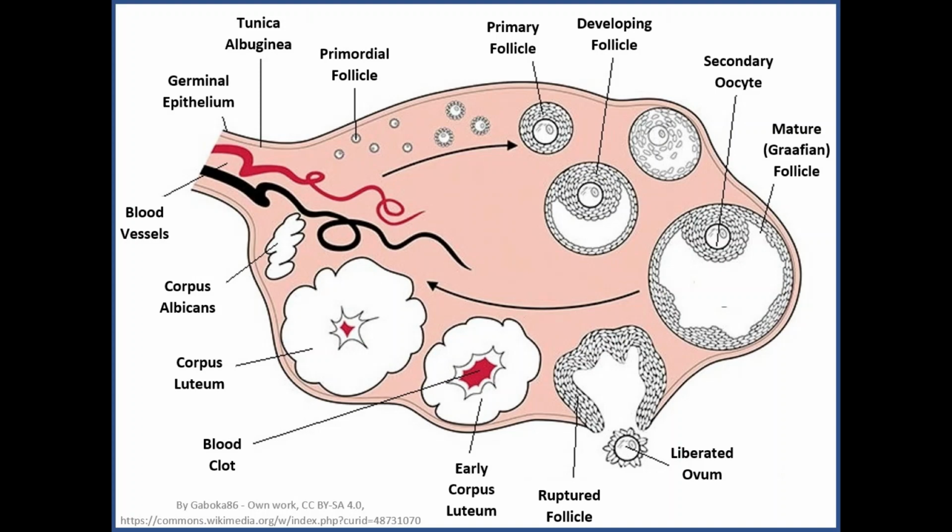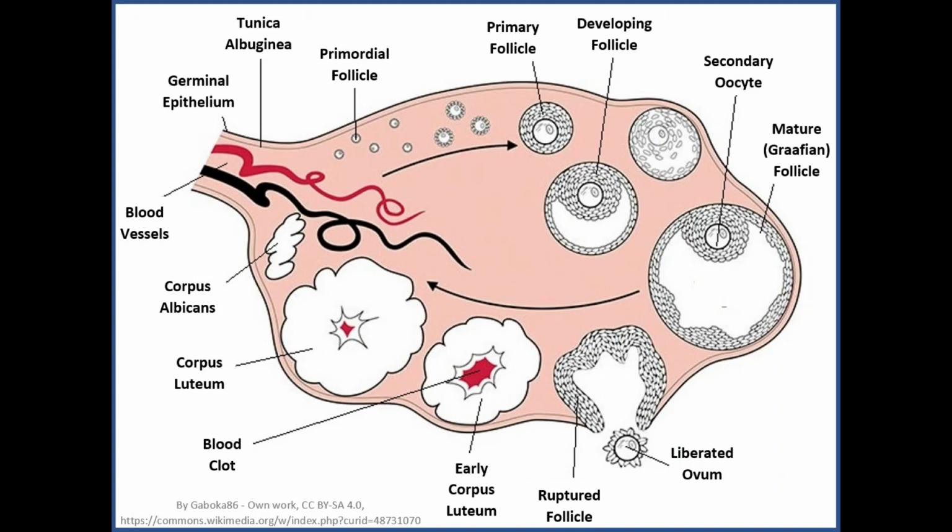Oo means egg, and genesis means creation. So oogenesis is the production of egg cells in females. The process of oogenesis starts in the fetal stage of development in females. That means it starts when females are still in their mother's body, developing as a fetus.